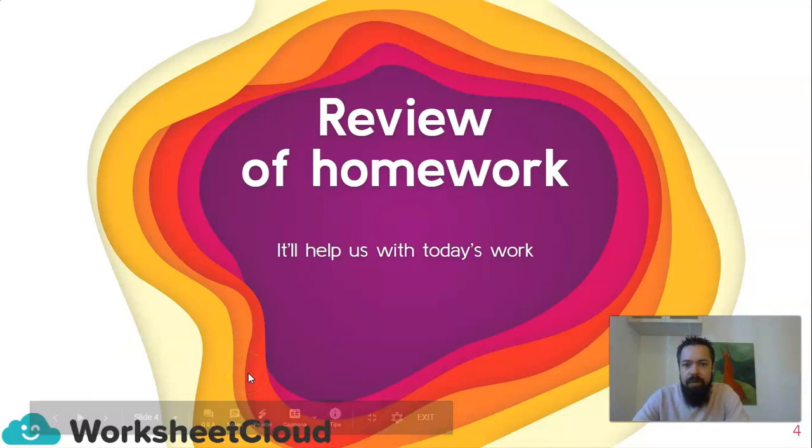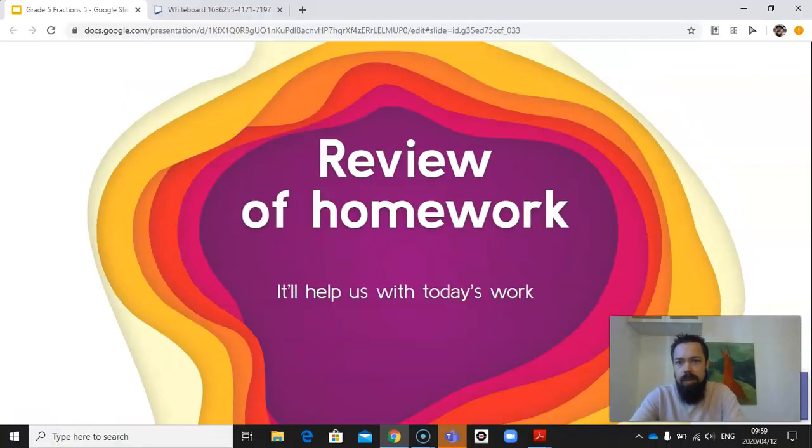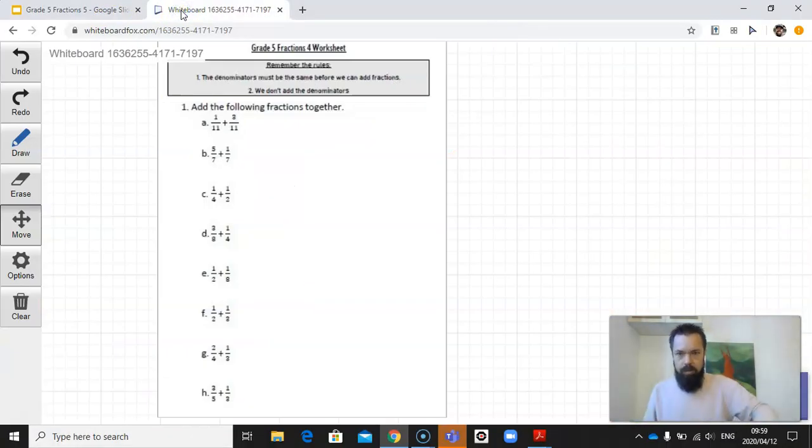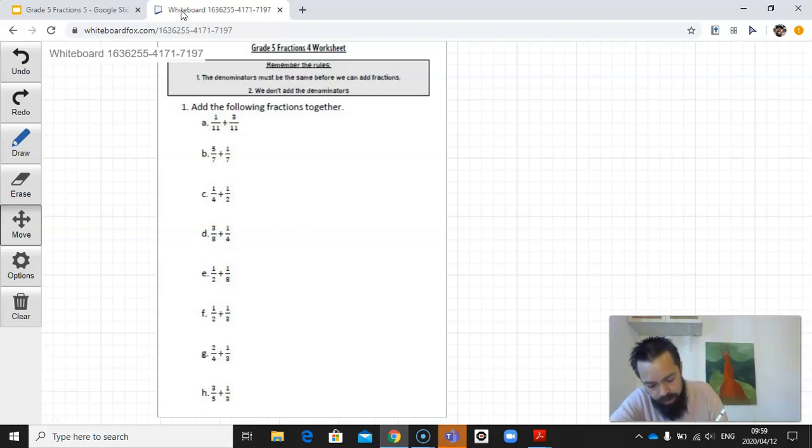We're going to do a quick review of yesterday's homework, and the reason we're doing that is because it's going to help us with today's work. Okay, looking at the first one, you'll notice that our denominators are the same. So we don't need to change anything before we start.